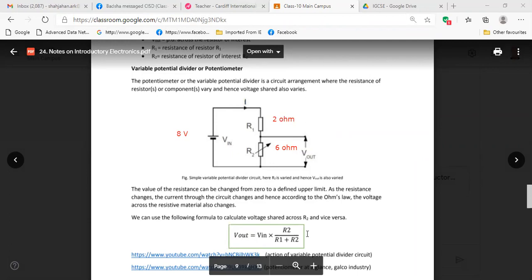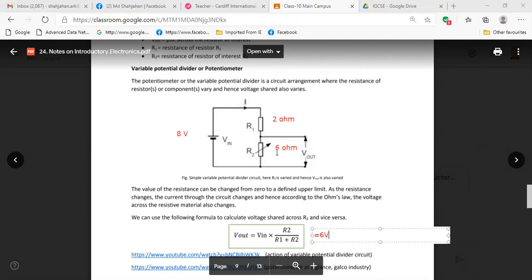What is the value of V out? You calculate and tell me what the answer is. Six, 6 volt. If you calculate, it comes 6 volt. Now you can change it. For example, here it is still 2 ohms.